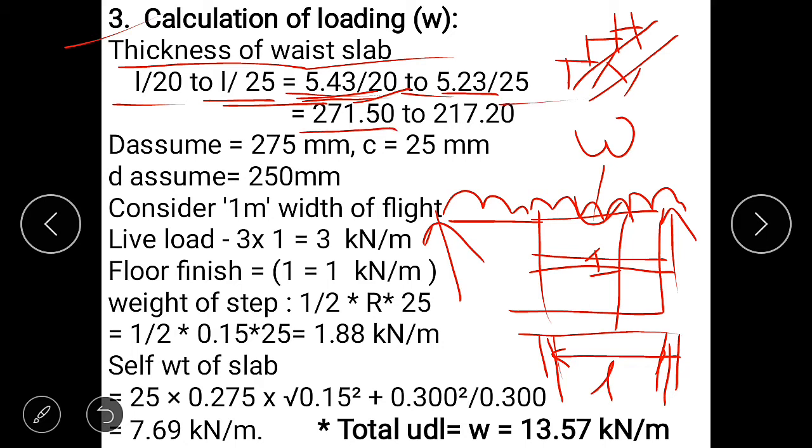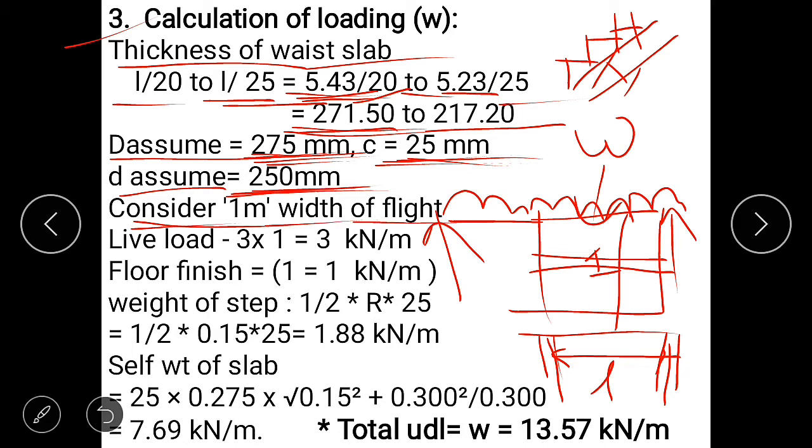So we take 271.50 to 217.20. It's a depth. So assume depth is 275 mm. Between these, 271 is greater, so take 275, we assume here. So cover is assumed 25. So small d is equal to capital D minus C. So 275 minus 25 is 250 mm. So consider 250 mm. Now consider here 1 meter width of slab.